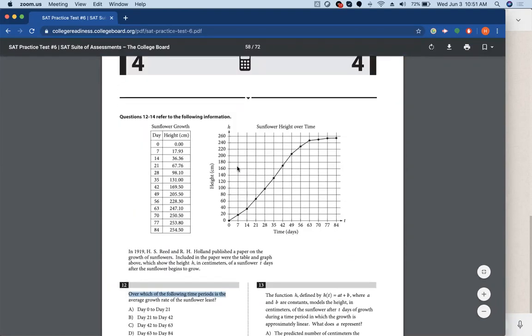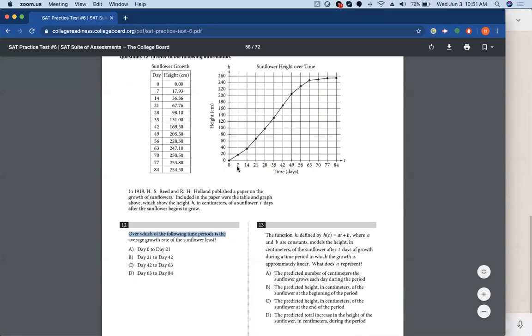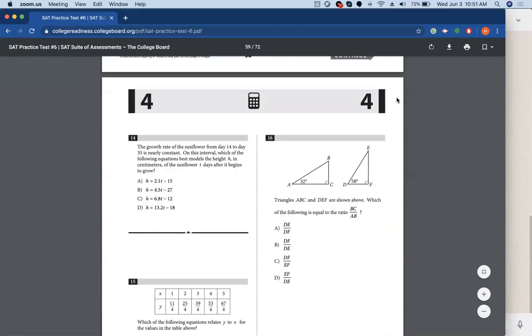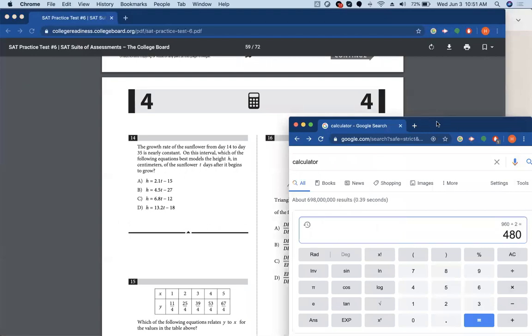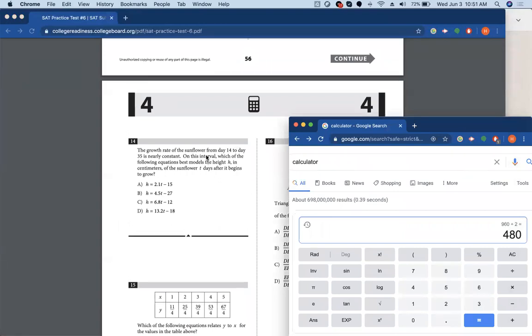Okay. I personally would have used a calculator, and I probably will use a calculator. Oh man, did my calculator disappear? No, it's here. Oh god, I'm so used to using my calculator because it'd be so much faster.